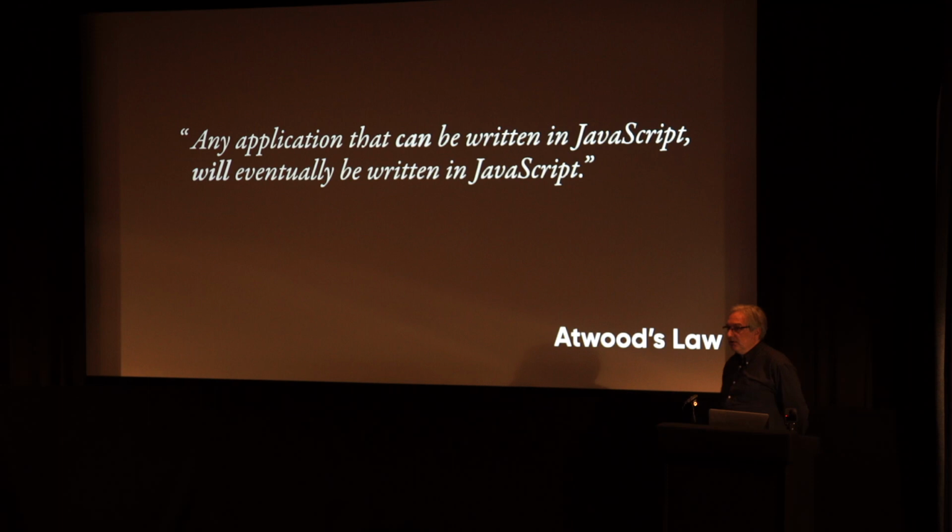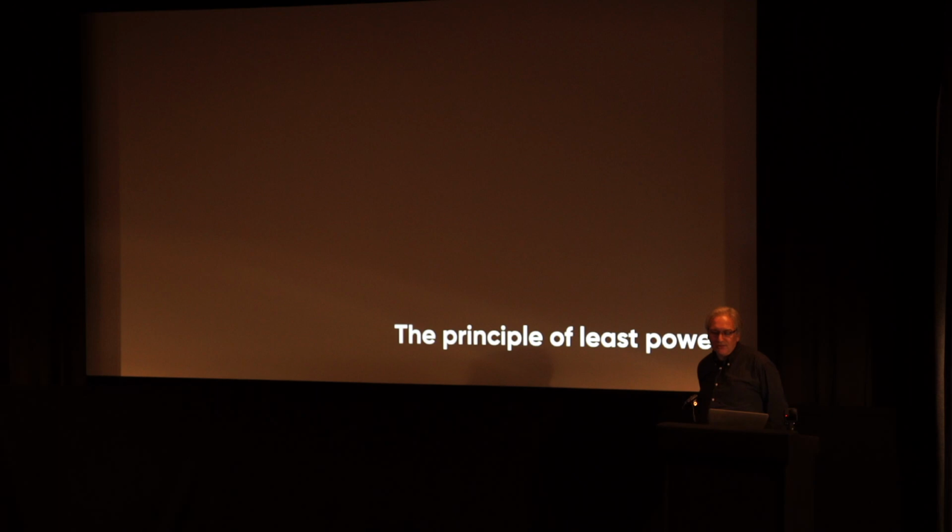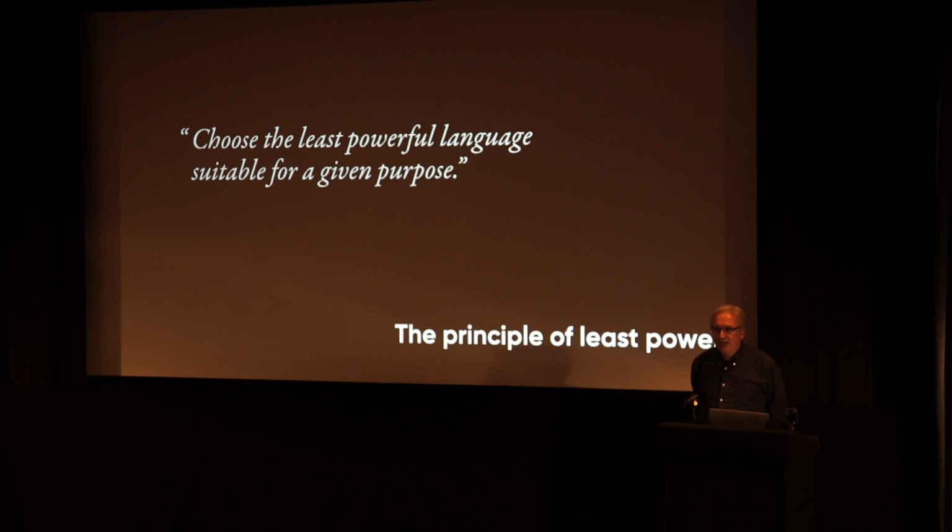And there is a principle at work that directly influenced Tim Berners-Lee working on the World Wide Web, and that's the principle of least power. The principle of least power states: choose the least powerful language suitable for a given purpose. On the face of it that seems really counterintuitive. Why on earth would I limit myself to a less powerful language if a more powerful option is available? But in a way, this comes back to Occam's razor, about not unnecessarily multiplying entities, not unnecessarily multiplying complexity. It's about keeping it simple.